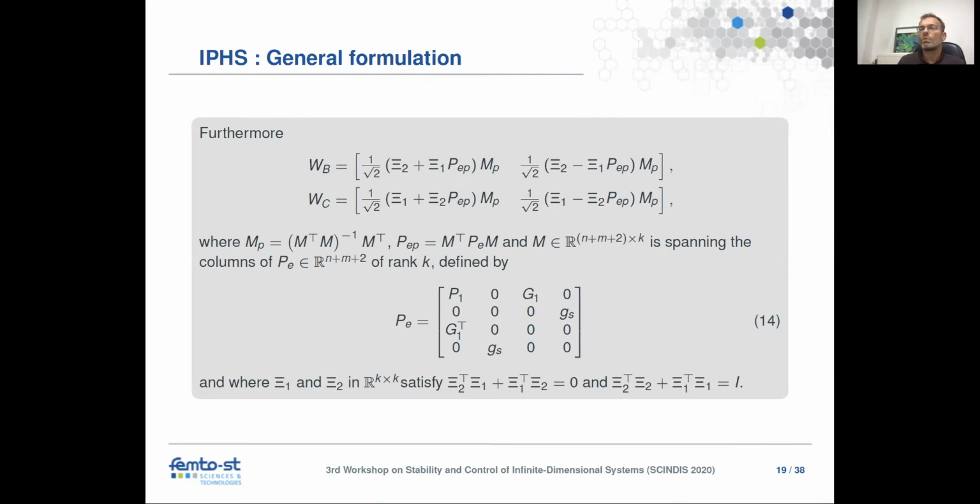Okay, but what you have to keep in mind is that this P_E is completely given by the problem, meaning that P1, G1, G_S are given by the equation. So once we get this nice parameterization, we can compute M, and from M, we can derive the boundary port variables. Okay, the only condition that we have to satisfy is this one that is quite equivalent to the previous formulation.